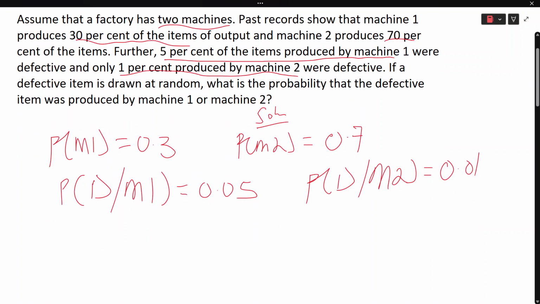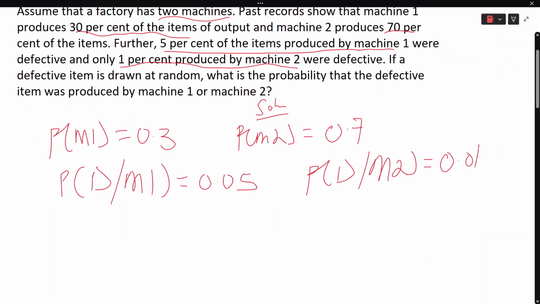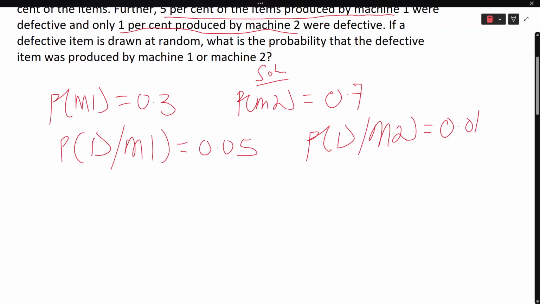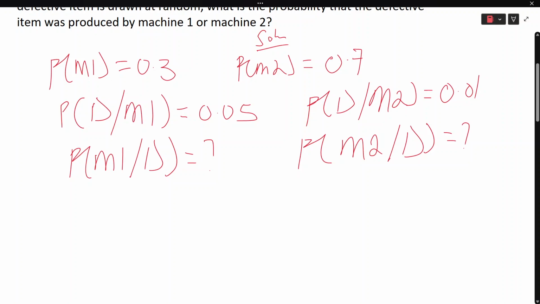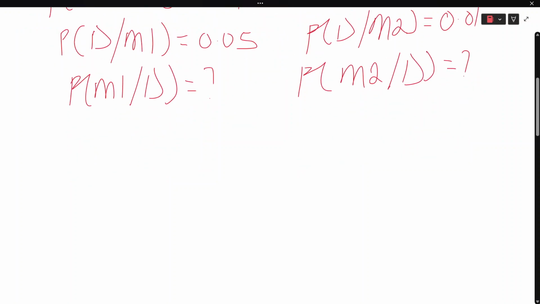Now, what are we to find? We have to reverse what we have. Now we have to find the probability that we have machine 1 as the output, given that it is defective. We don't know that. That's what we want to find. And also, we have to find machine 2 given defective. We don't know that one either. Now let's find the first one.